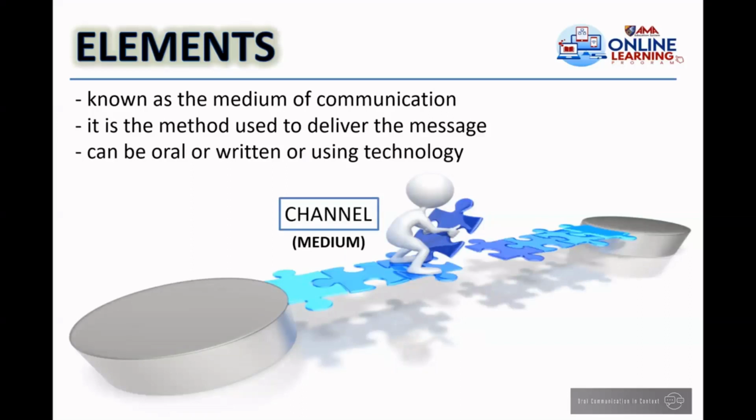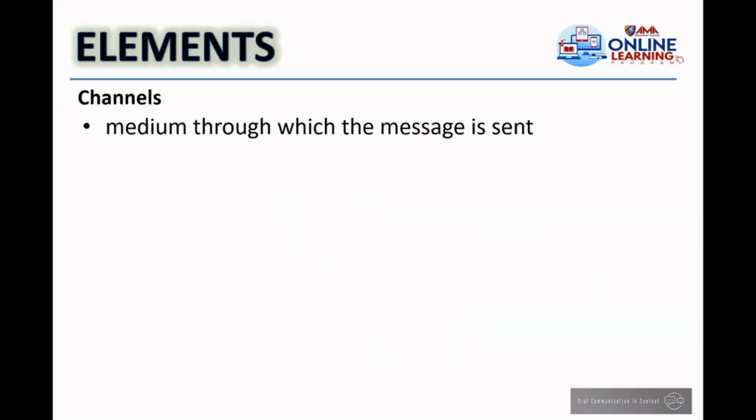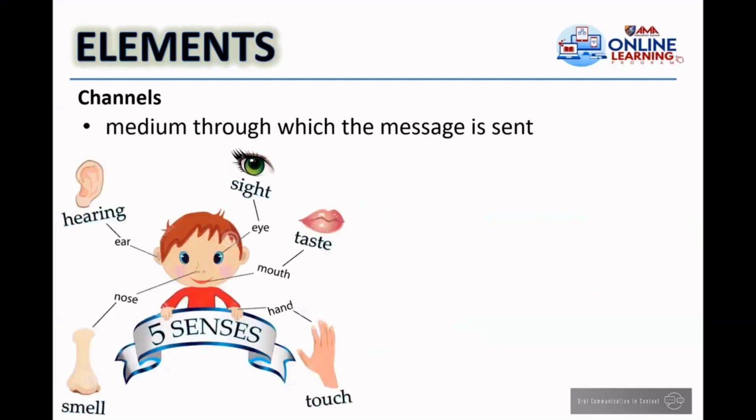So there are different examples of channels, the medium through which the message is sent. The use of the five senses: the sense of sight, the visual signals; the sense of hearing, the audio signals; the sense of taste, the sense of smell, and the sense of touch, the haptics. So the use of devices and technology can also be used in the communication process.